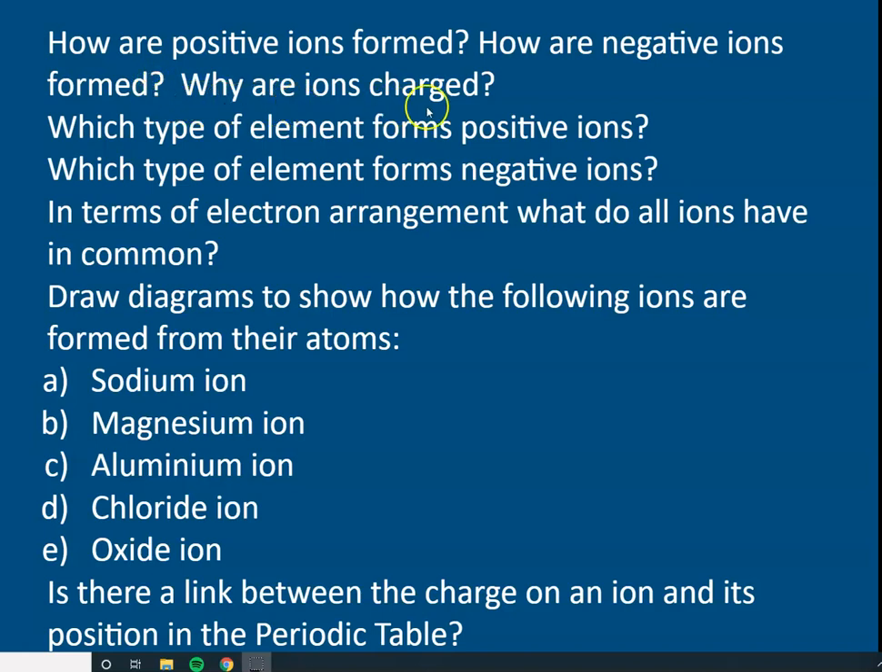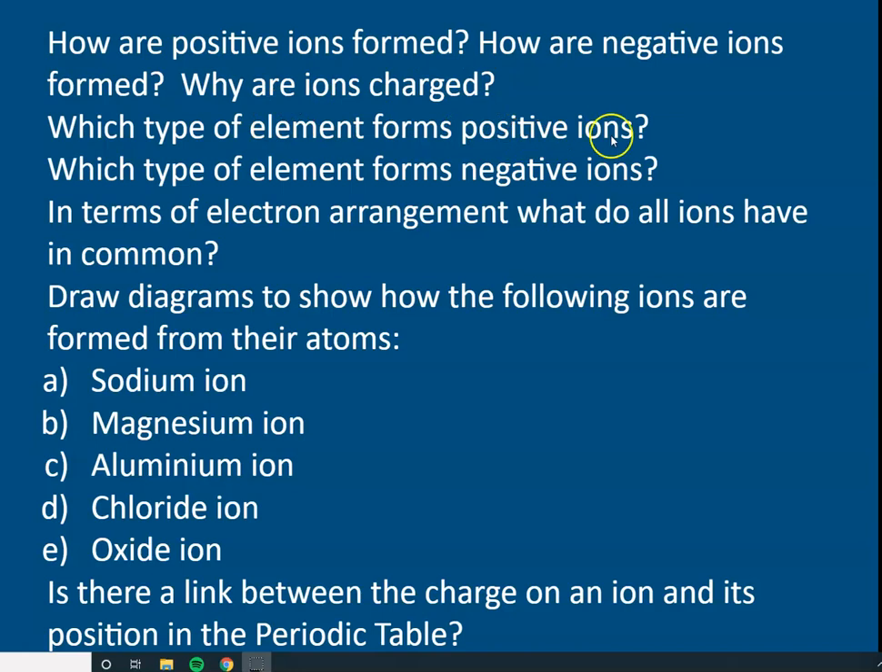Why are ions charged? Well, positive ions are charged because there are now in the ion more protons than there are electrons. For negative ions, there are now more electrons than there are protons. Remember, in an atom, the number of protons equals the number of electrons, so they are not charged.